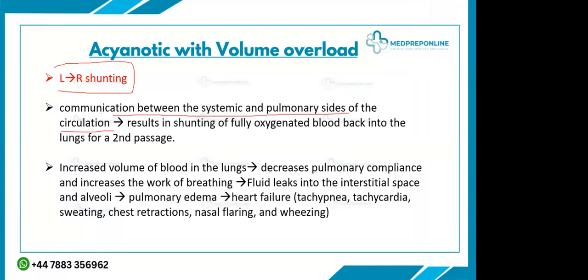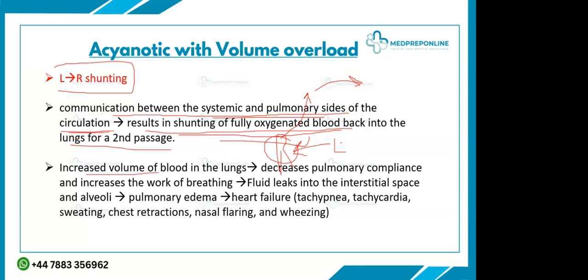So it is a communication between the systemic and the pulmonary sides of the circulation, which results in shunting of fully oxygenated blood back into the lungs through a second passage. Like in the case of a ventricular septal defect, blood comes from the left to the right ventricle through the VSD, and then from the right ventricle it goes into the pulmonary artery, and from there into the lungs.